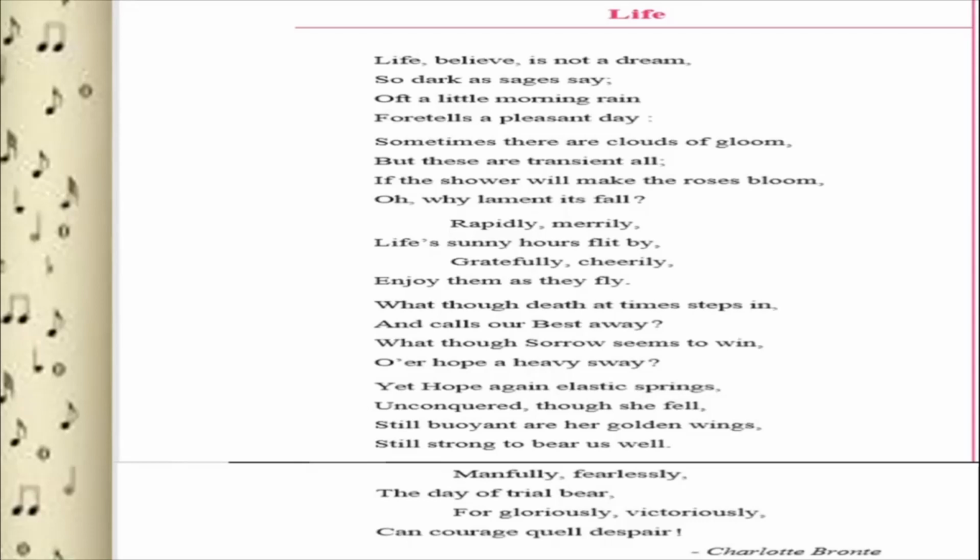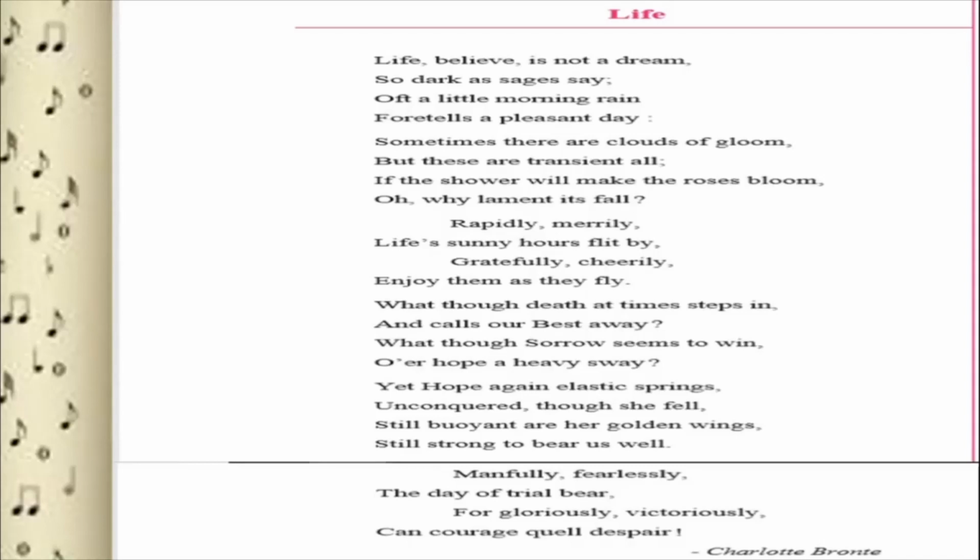But always remember, children, that this is transient. What is the meaning of transient? Transient means this is not going to be permanent. This will pass. Alright? Like there are bad times. We are going through bad times now. Very soon we will have very good times.